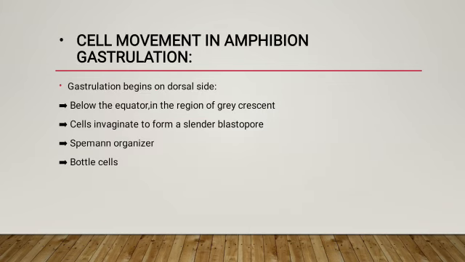Cell movement in amphibian gastrulation. Gastrulation begins on the dorsal side below the equator in the region of the gray crescent. Cells migrate to form a cylinder-shaped blastopore. Then what is the Spemann organizer? The dorsal lip of the blastopore will become an important organizer region of the embryo, which is called the Spemann organizer. Then what are bottle cells? Cells become elongated as they contact the inner surface; these are called the bottle cells.